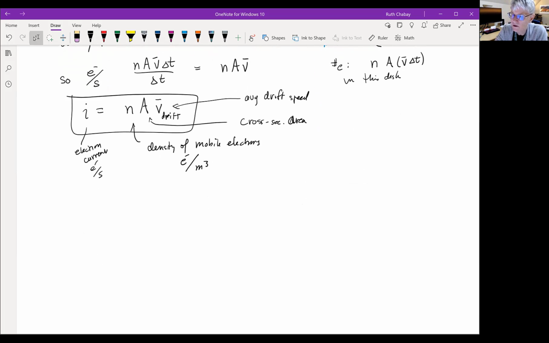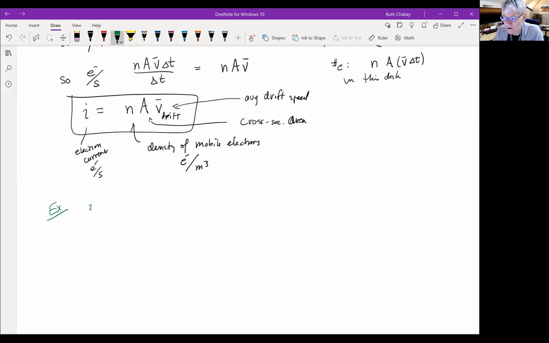Okay, so let's see what we can do with this. So clearly, along this line of reasoning, if we now know how many electrons per second are flowing through a wire, and we can calculate the magnetic field of one electron, then we can just multiply by the number of electrons per second moving through the wire, and we should get the magnetic field due to the whole current. So that's why we're doing this.